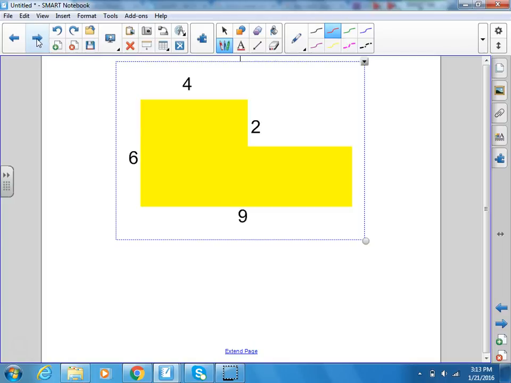Here we have what we call in math a rectilinear figure. We call this a rectilinear figure because this is a complex shape that can be broken apart or decomposed into two smaller rectangles. You can look at it as a large rectangle here and here, or you can break it apart in a different way and look at it from these two rectangles. Either way, this shape is made out of two smaller rectangles. Now we are going to find the area of this figure.